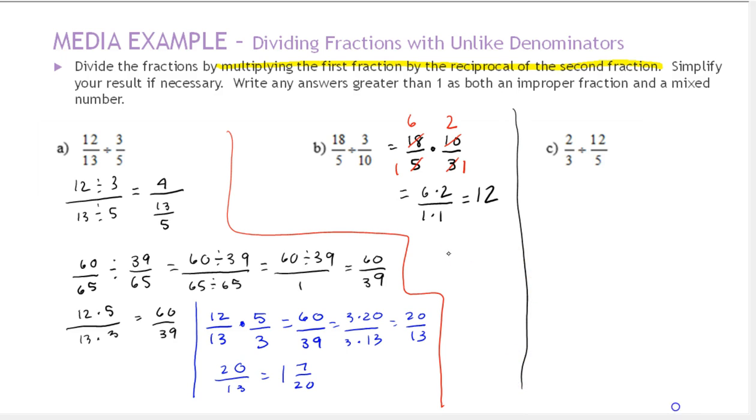Let's look at the next one. 2/3, I'm going to change to multiplication, reciprocate the second fraction. Here we have a common factor of 2, so I'm just going to cancel that out first. 2 divided by 2 is 1. 12 divided by 2 is 6. Now we can multiply across. 1 times 5 over 3 times 6 is 5/18. Okay. This is a proper fraction, so I don't have to write it as a mixed number.